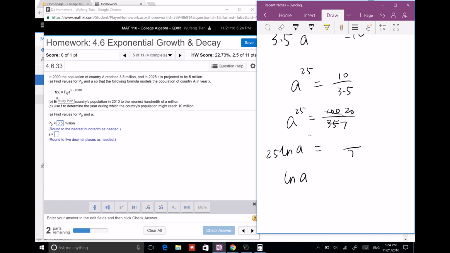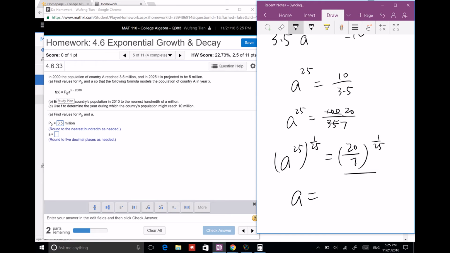Oh, you can do another one. Actually, you can directly solve it. A to the 25, you raise to the power 1 over 25, equals 20 over 7 raised to the power 1 over 25. You raise to the same power, so 25 and 1 over 25 cancel, and A equals this number. You can use a calculator. 20 divided by 7, raised to the power 1 divided by 25, equals 1.0428.